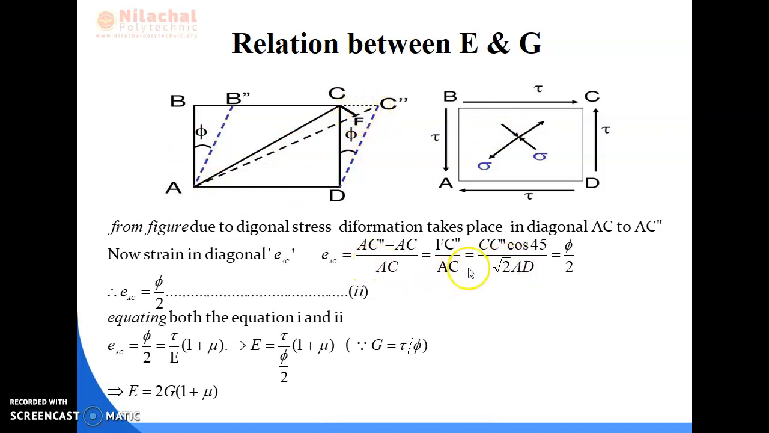Now we are getting FC double dash by AC, that is equal to CC double dash cos 45 over AC. We know that if I am calculating the AC diagonal for side AD, then AC will be equal to root 2 times the side. Now cos 45 degree into CC double dash is equal to 5 by root 2 into root 2, that is equal to 5 by 2. Now the strain in AC is equal to 5 by 2.